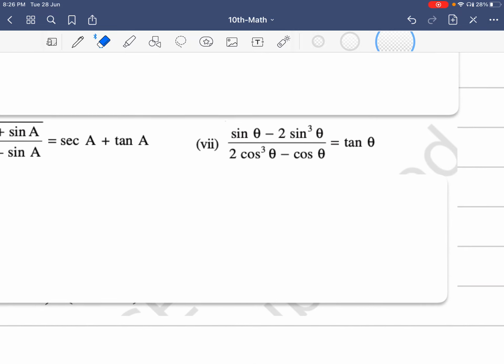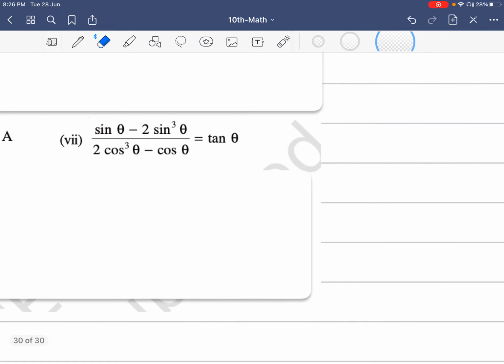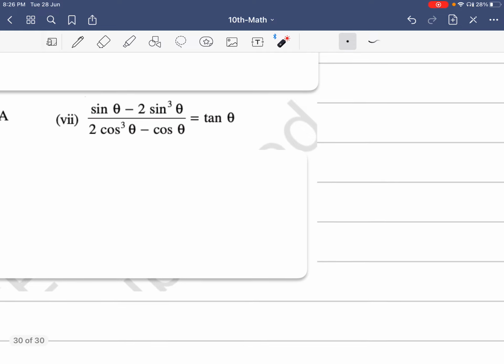Now let's focus on question number 7. So let's first read the question. Left hand side is the expression (sine theta minus 2 sine cube theta) the whole divided by (2 cos cube theta minus cos theta), and that is equal to tan theta.